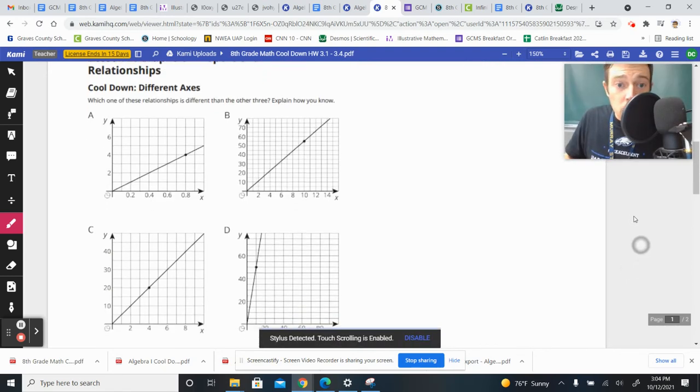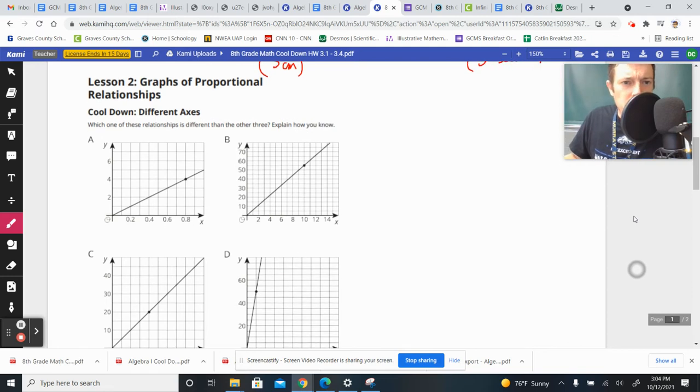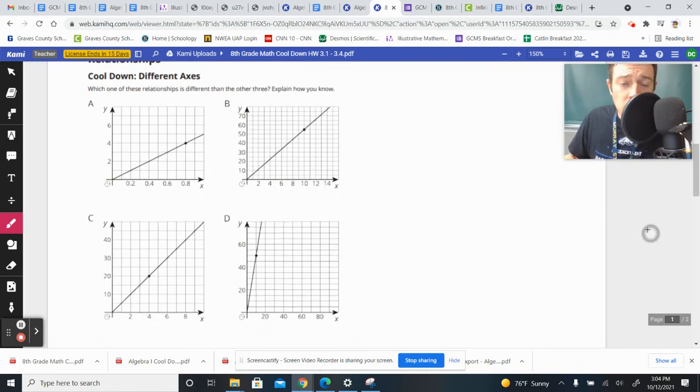We're in lesson 2 of unit 3, and we're looking at these graphs of proportional relationships. This cool down needs you to pick the one of these graphs that's different than the other 3 and give an explanation of how you know.